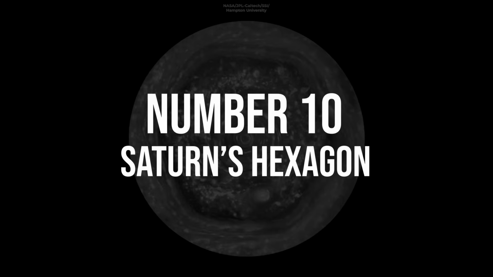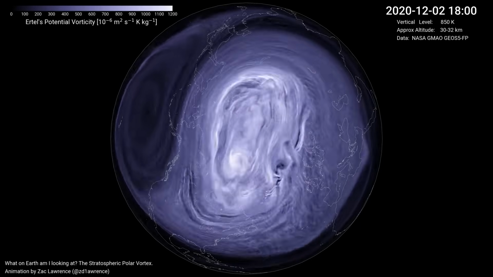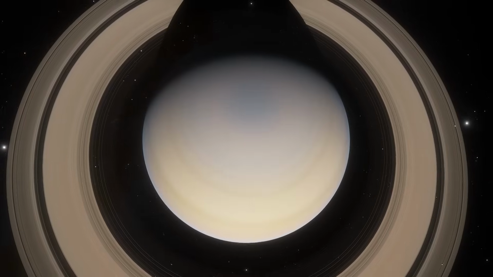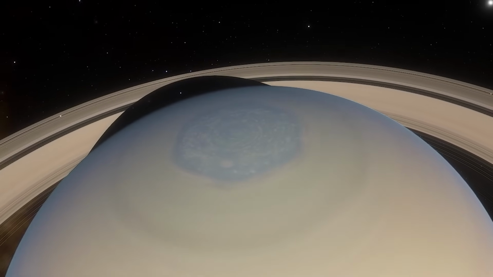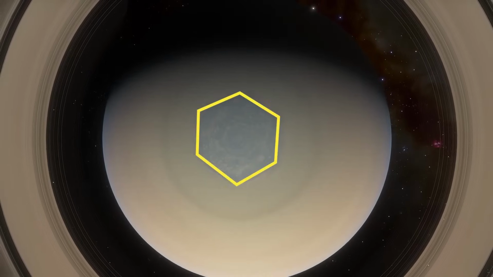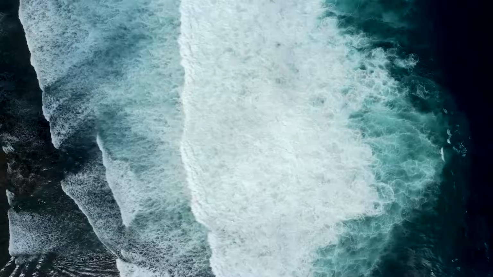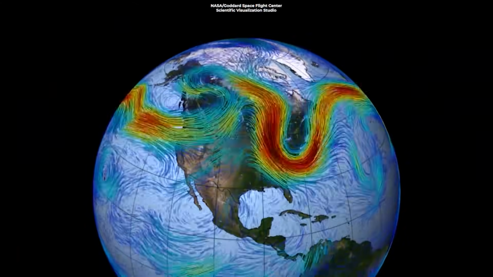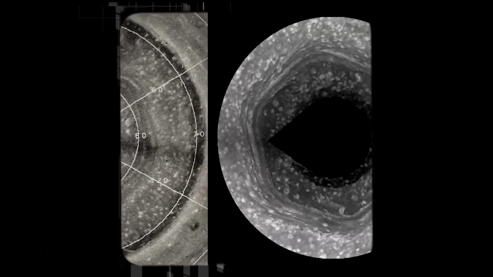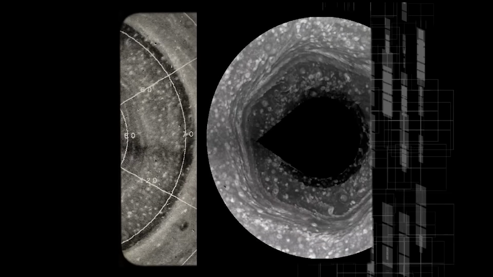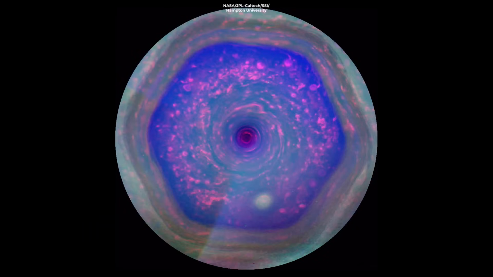Number 10, Saturn's Hexagon. This is one of the weirdest weather patterns in the solar system. Saturn's hexagon. Yes, a hexagon. Not a storm, not a ring, but a six-sided jet stream wrapped perfectly around the planet's north pole. First spotted by NASA's Voyager in 1981 and later studied in detail by the Cassini spacecraft, this giant geometric cloud formation is unlike anything else we've seen.